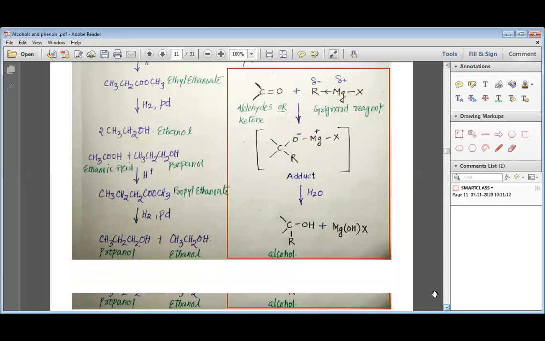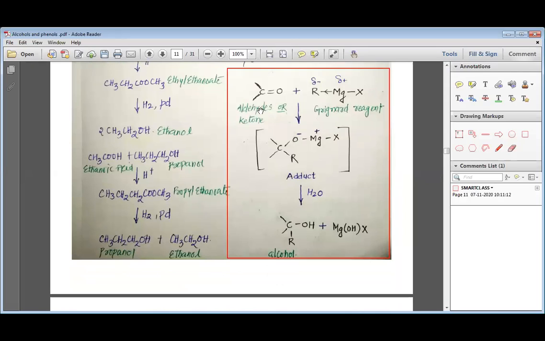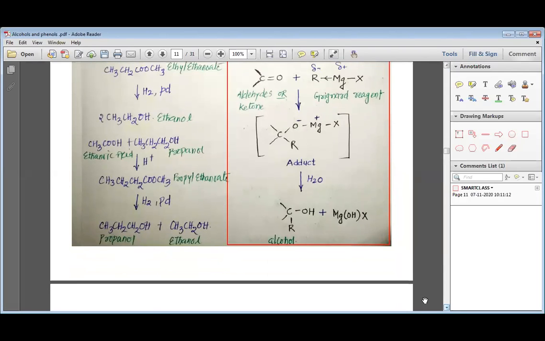You can see here easily that you first take aldehyde or ketone, that is the carbonyl compound. You have Grignard reagent RMgX. They both combine to give an additive product. This is what is known as adduct. Adduct means additive product. And then with the help of water, my dear students, we can convert them into the alcohol and MgOHX. So this is the general process.